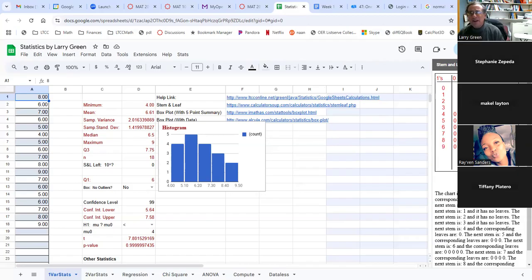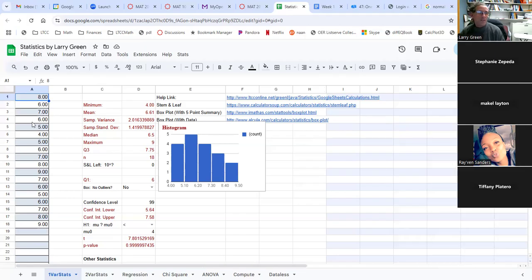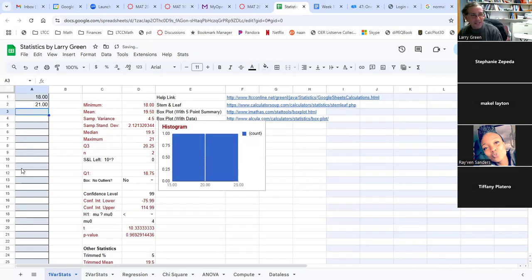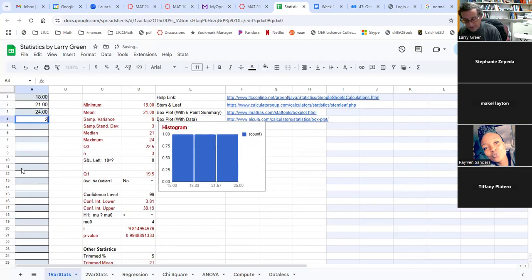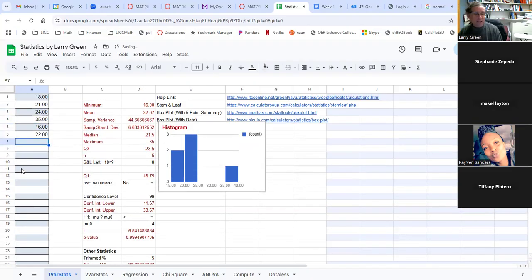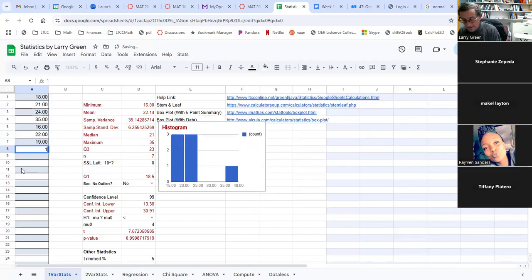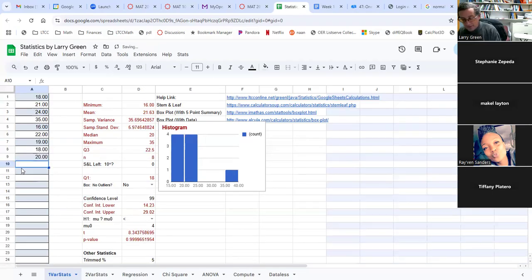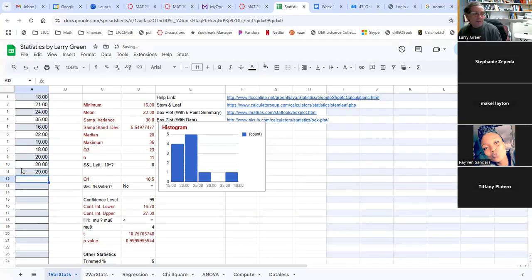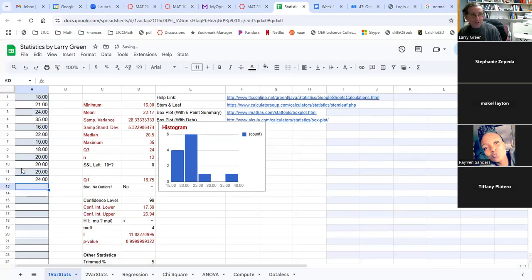Let me change the numbers a bit to make it interesting so it's actually worth it. Let me erase these and let's do a different one. Let's suppose I asked how old you were. And let's suppose the first person was 18 years old, the next was 21, the next was 24, the next was 35, the next was 16, the next was 22, then we had a 19-year-old, and then another 18-year-old, and then a 20-year-old, and another 20-year-old, and then a 29-year-old, and a 24-year-old.